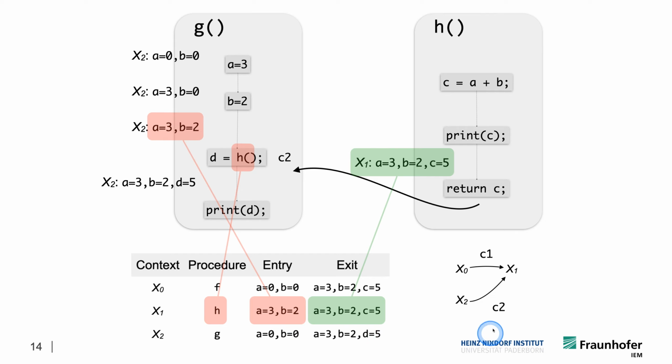This then gives us also this context transition diagram that we have here. So we have this context X2 now, and here with call site C2, we also get into context X1. And that's important, right? It's the same context. That's why we can do this reuse. If any of these parts of the input here would be different, then this would not be applicable anymore.